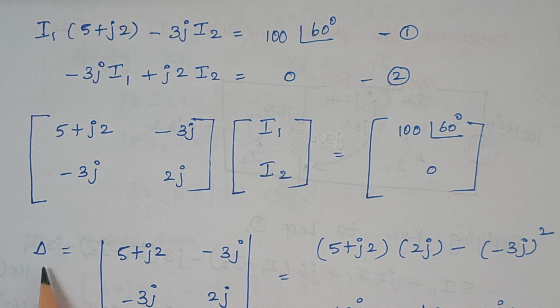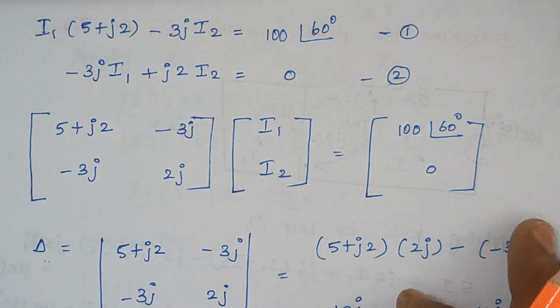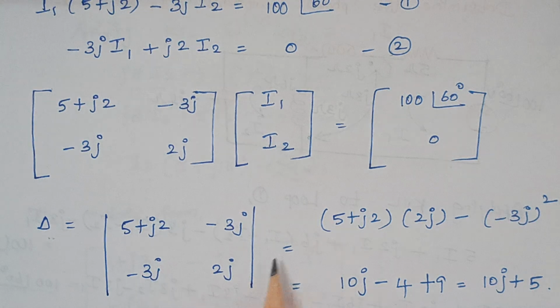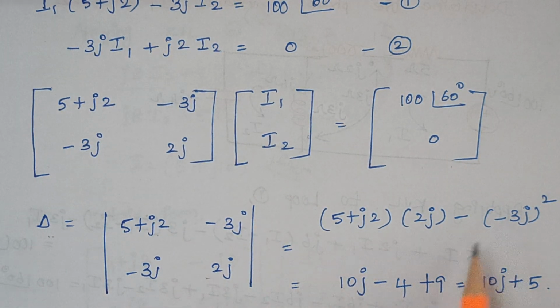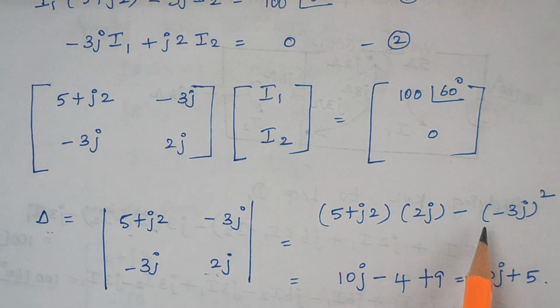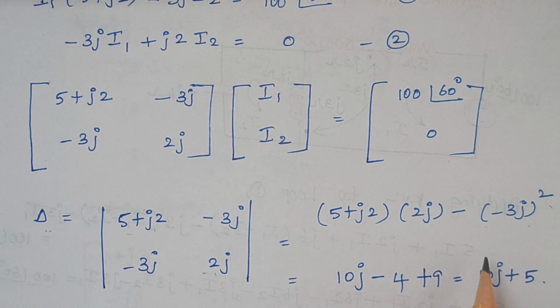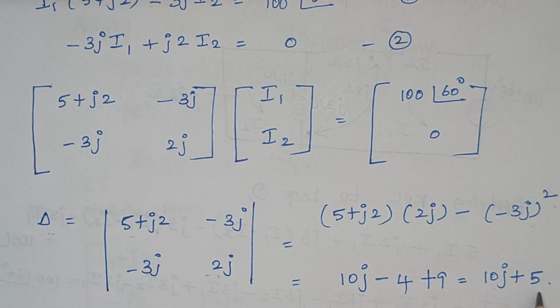So first calculate the value of del. Del is nothing but the determinant of this matrix. Just as usual, multiply and get the answer: (5 plus 2j) into 2j minus (minus 3j) the whole square. You can simply solve using a calculator, no need of manual calculations here. So here the answer is 10j plus 5.